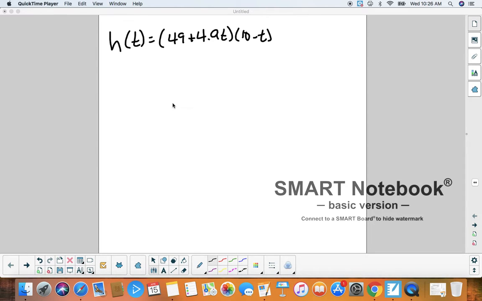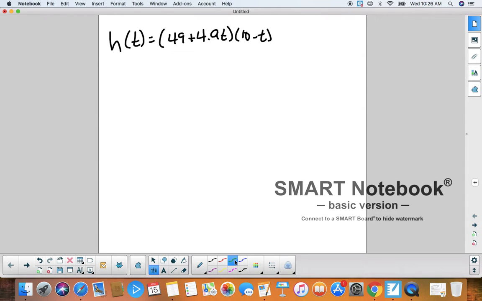Okay, last two questions, and this video will help you answer both of those questions. First part of the question is asking you to use zero product property to find when this object is on the ground. So zero product property means we need to take the product these two factors create, and zero, we want to set it equal to zero.